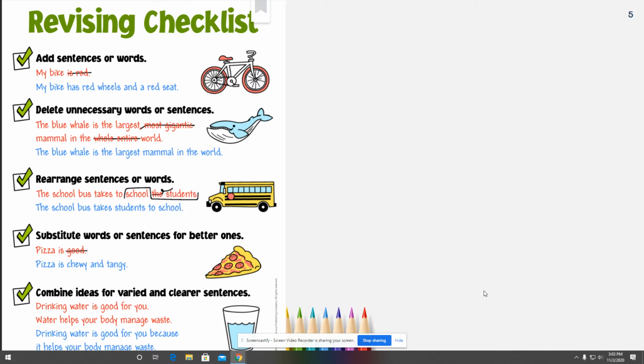We can also combine ideas for varied and clearer sentences. Drinking water is good for you. Water helps your body manage waste. Okay, so instead of having that as two separate sentences, I can combine those together and say drinking water is good for you because it helps your body manage waste.